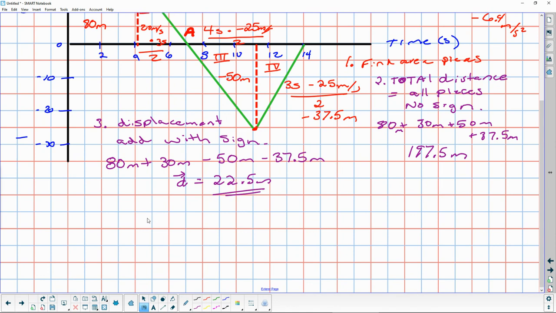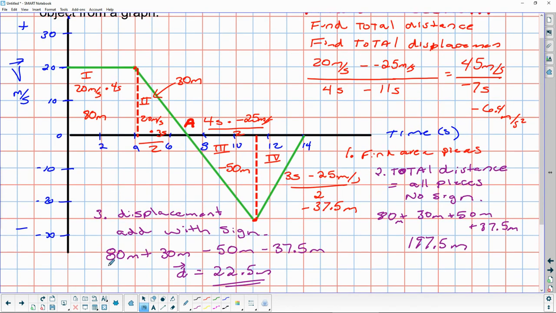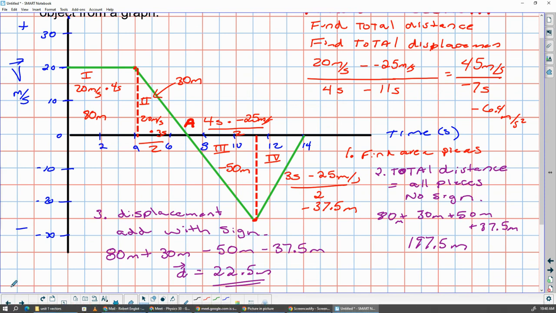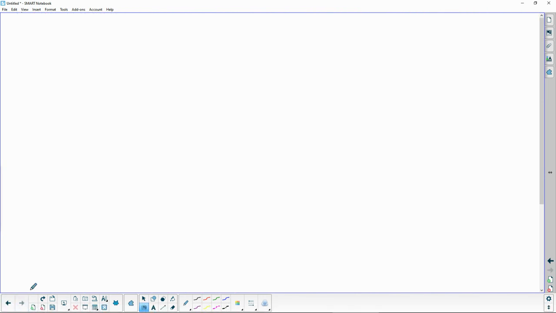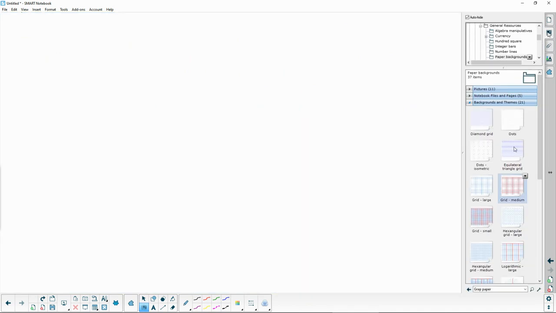So let me flip ahead, and I'll draw you a second graph to look at. We got about 20 minutes left. Should only take you about 10 minutes or so to draw it and do it. So let's just put some graph paper out.